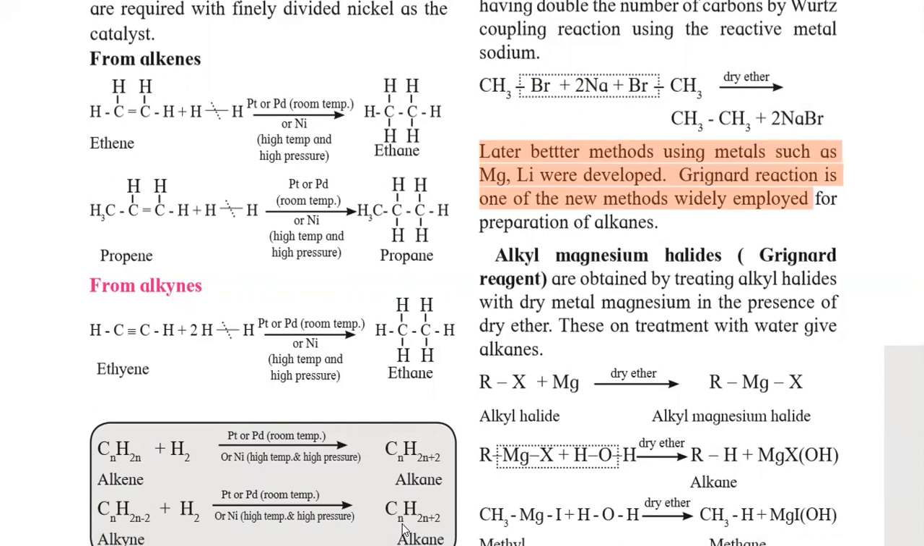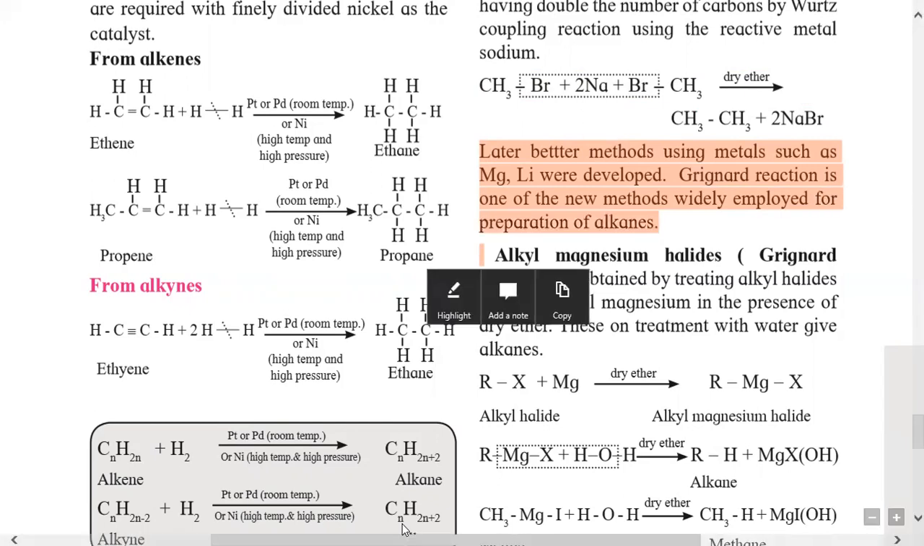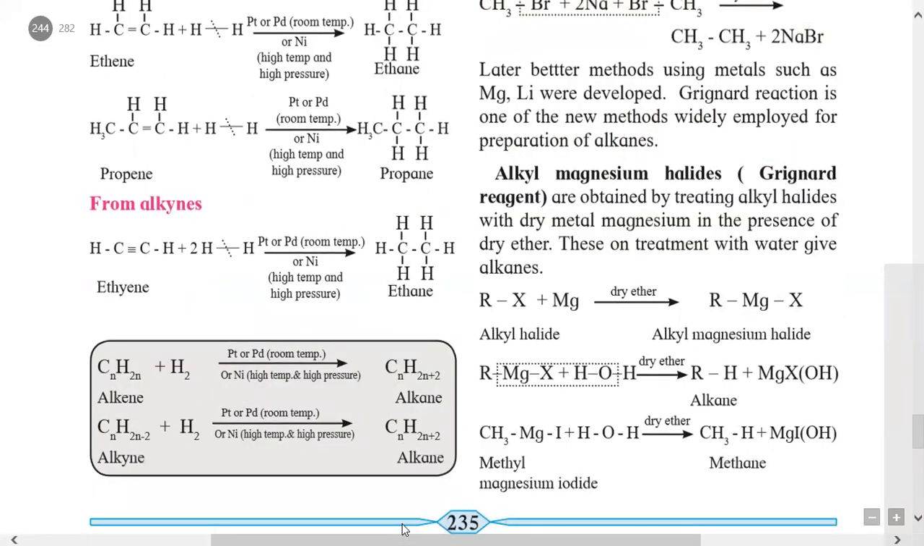The Grignard reaction is one of the new methods widely used for the preparation of alkanes. Again, this is an important method using Grignard's reagent. What is this Grignard's reagent? Grignard's reagent is alkyl magnesium halide. General formula of Grignard's reagent is RMgX. Here R is alkyl group, Mg is magnesium, and X is halide. So alkyl magnesium halide is Grignard's reagent.